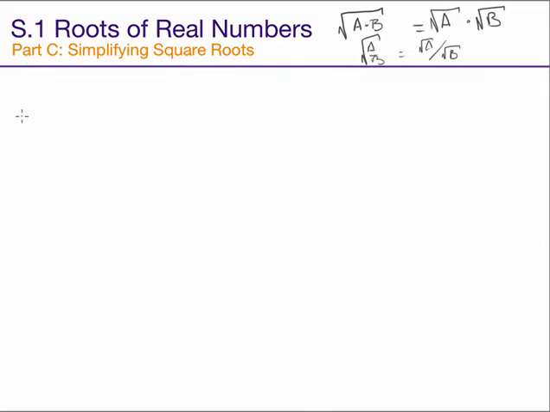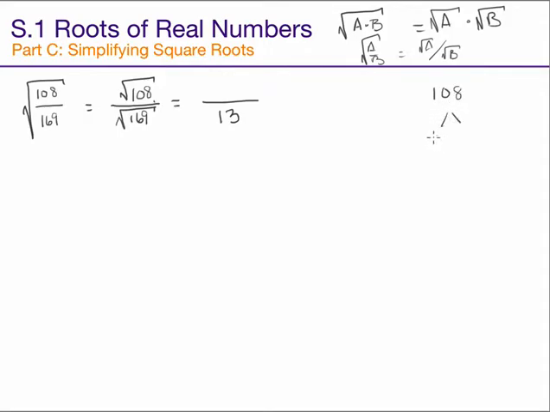Let's do an example where the answer may not be an integer over an integer. This is the square root of a fraction. So the first thing I might want to do is split my square root up into the square root of the numerator over the square root of the denominator. The square root of 169 is 13, an integer, but the square root of 108 is not a whole number. So I need to figure out how else I can write 108.